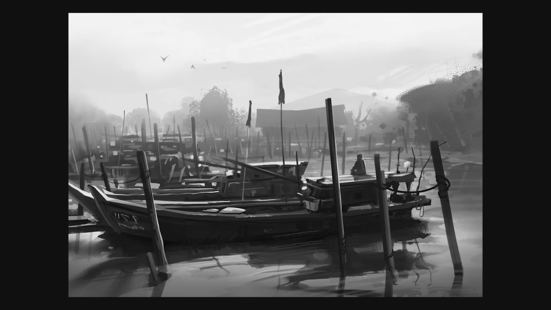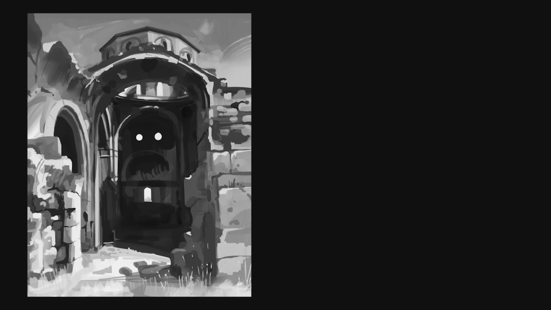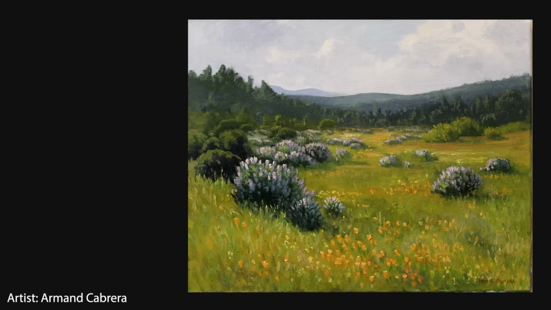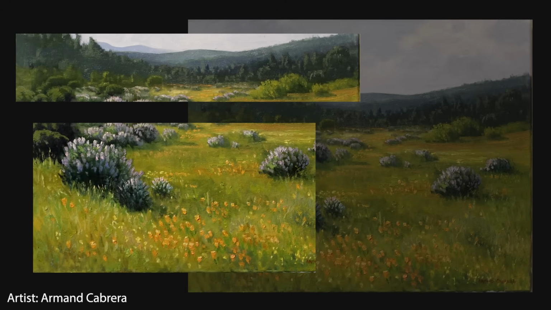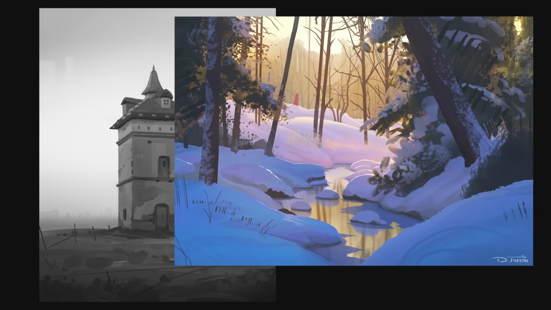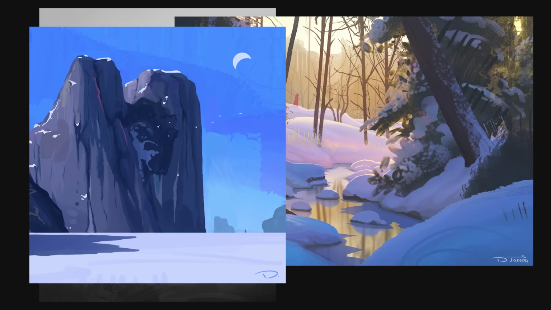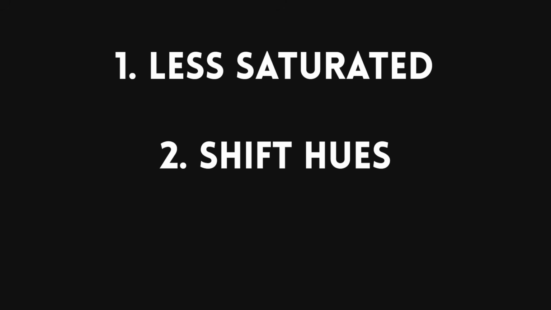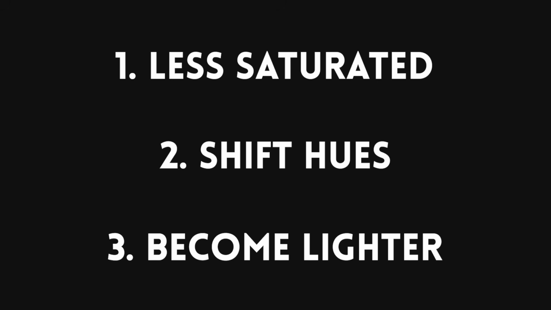Now, this isn't true 100% of the time. There are cases where the background has shadows and the foreground is very well lit. Or maybe the local value of an object in the background is just naturally darker. But more often than not, things as they recede back into distance get lighter than if they were closer to us. So keep those things in mind. Things usually become less saturated, shift hues or color temperatures, and become lighter the further back they are.